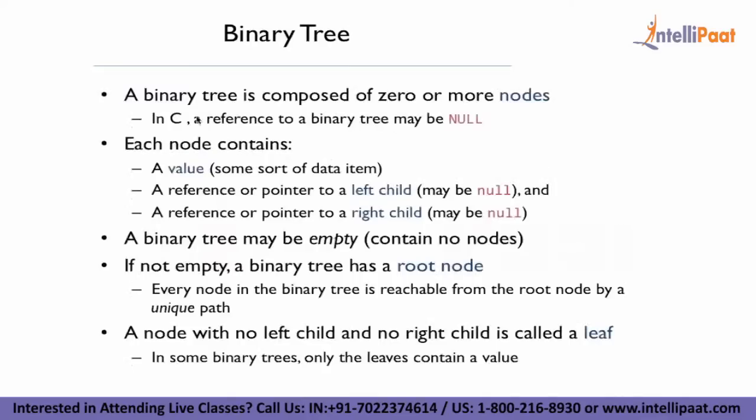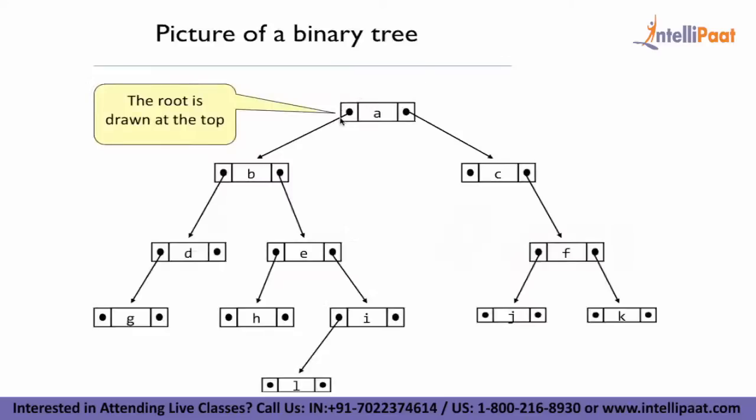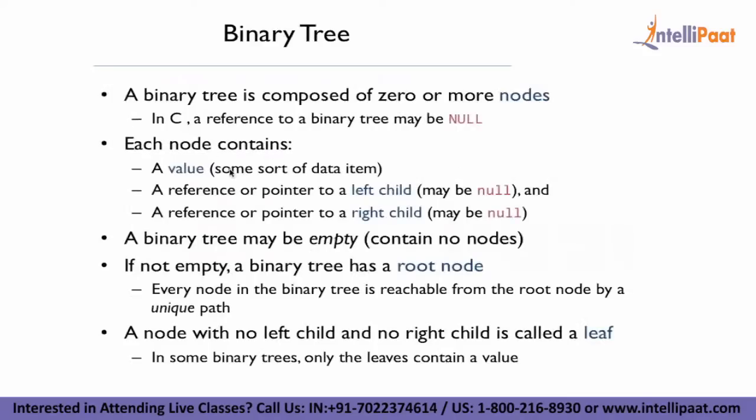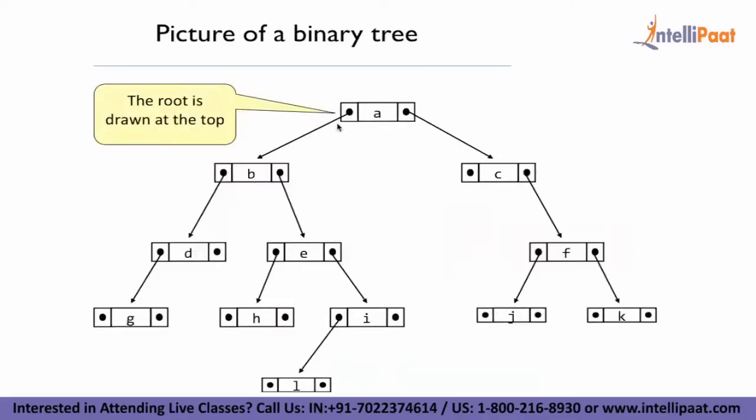So a binary tree is composed of nodes, and each node has two references: one for left, one for right. Each node contains a value, a reference or pointer to the left child, and a reference or pointer to the right child. Whatever reference the node has towards its left is called the left child of this node, and whatever reference it has towards the right is called the right child of this node.